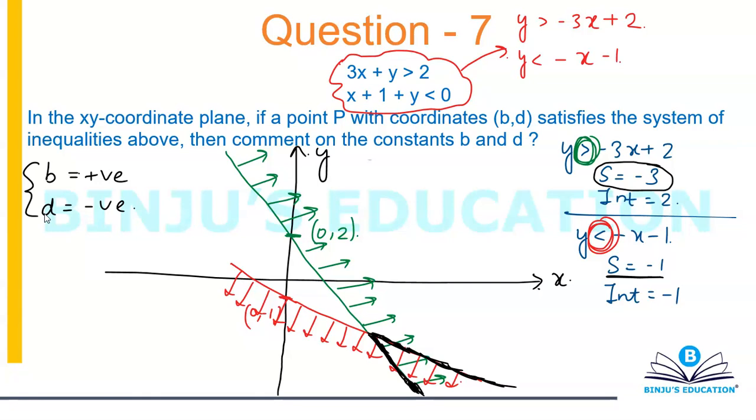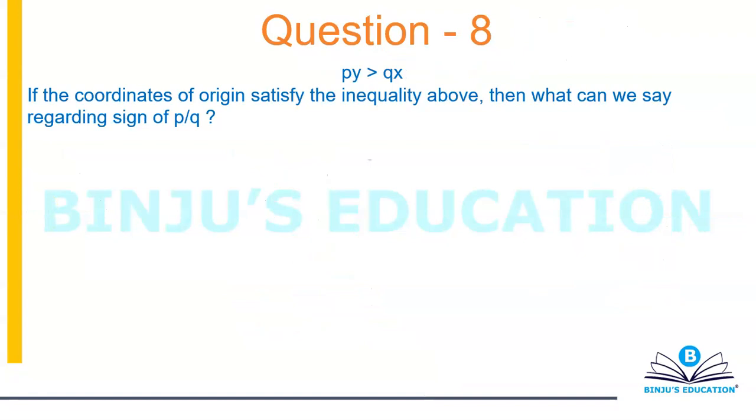That's it, nothing else. So this point P basically lies in the fourth quadrant, so B will automatically become positive and D will automatically become negative, and that is all that you have to do. Okay, all right, let's move on. So pause the video and try this question number 8, please.